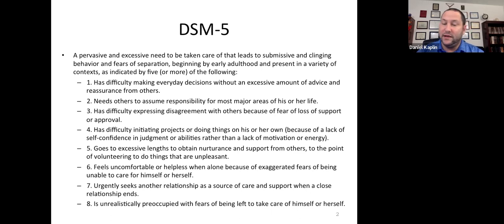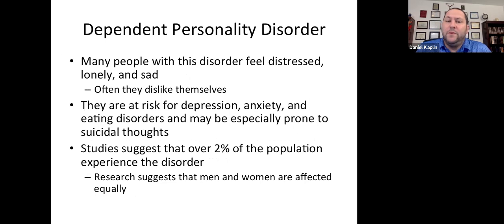Now, as I said, you only need 5 of these, but with all personality disorders, we diagnose this after the age of 18. This has to be a pervasive symptomology, so 6 months or longer demonstrating 5 or more of these signs. Many people with this disorder report feeling distressed, lonely, sad. So there are some depression-like symptoms that are linked to dependent personality disorder.